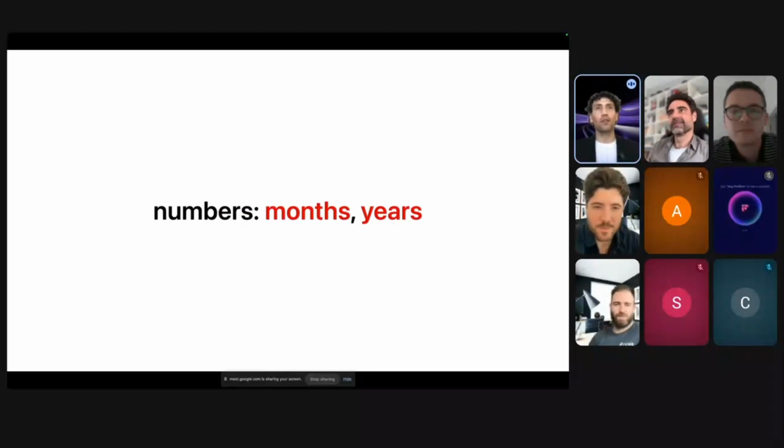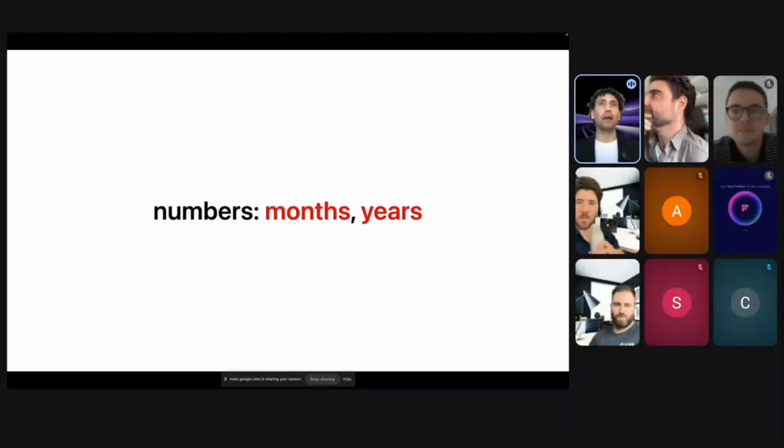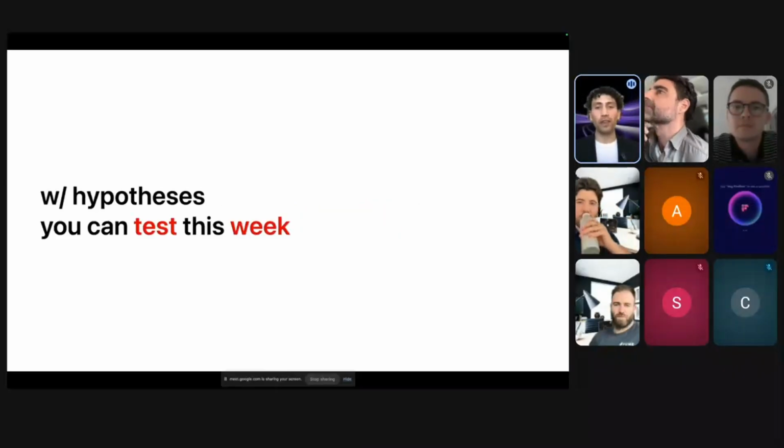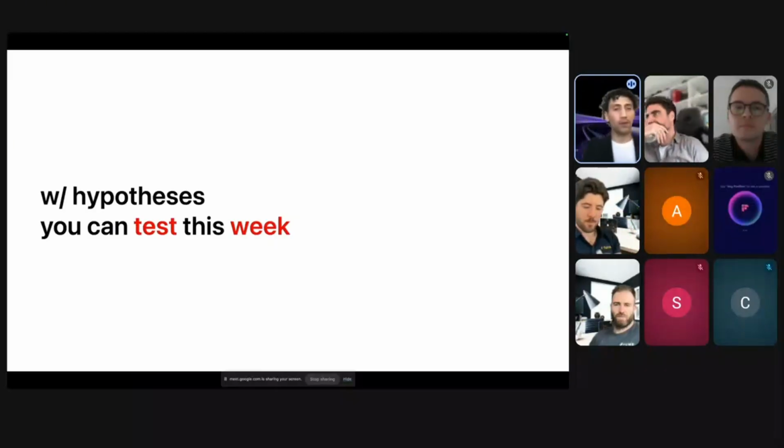Usually investors ask you about that because they want to see how you think about the future and if you can think about the future of your industry and how you project the numbers into months and years. But this is not what we need now. What we need now is a model to understand if what we're doing makes sense, to validate our hypothesis, so we can test it this week, not in 6 months from now.